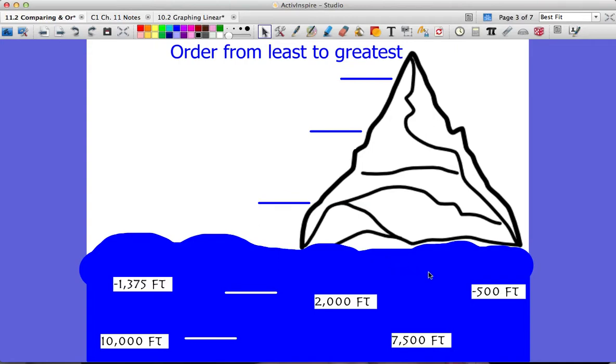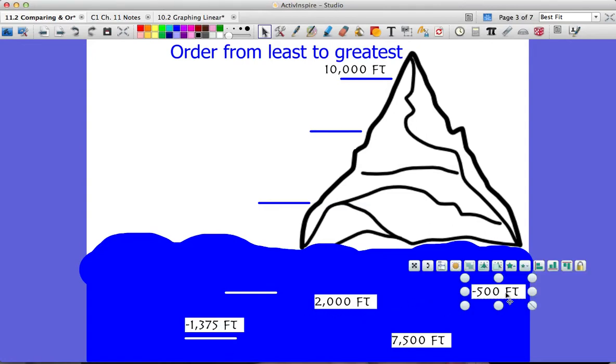Okay, so if we're talking about sea level, you want to look at the highest height. Well, if it's negative, if it's below sea level, it's not going to be very big. So our highest number is going to be 10,000 feet. Our smallest number is going to be the number that's furthest away from sea level, but backwards. -500 feet is actually closer to sea level than -1,375 feet. So this would be our smallest number.